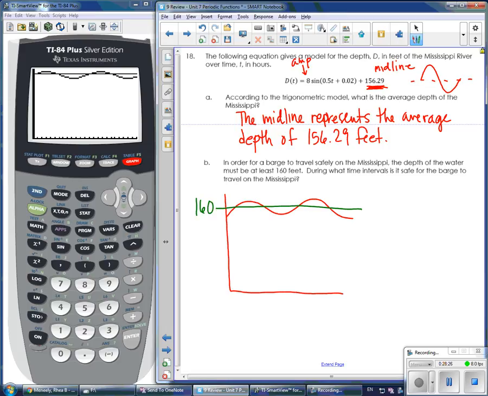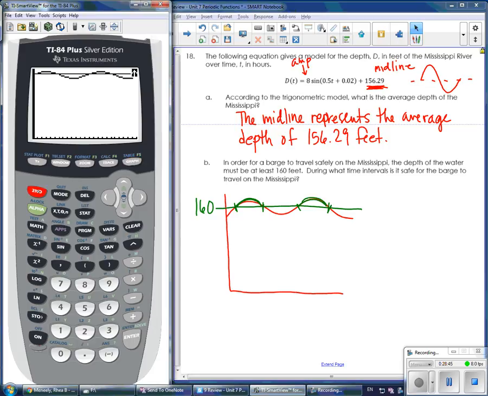And I want to figure out during what intervals it's safe for the barge to travel on the Mississippi. So I can see that the graphs intersect at those two spots and at those two spots. And so between them, the water's deep enough. It's over 160, and it's over 160 here. So this is where you use your intersect command. If you go to second, trace, and choose intersect, which is option 5, we want to scroll back.